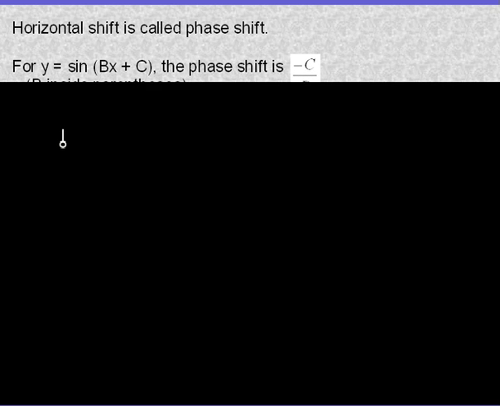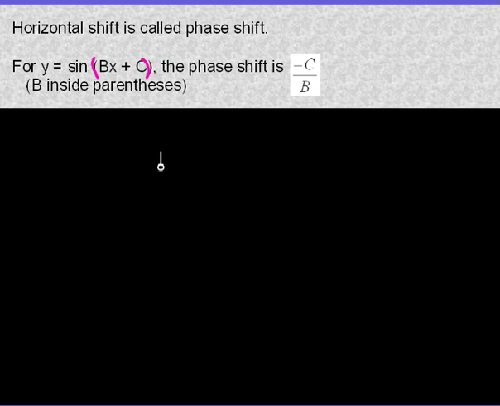You can have it in this form, y equals sine parenthesis Bx plus C. I'm going to emphasize this because it's important. Notice your B, or your horizontal stretch factor, is inside the parentheses. This will give you a phase shift of negative C over B.